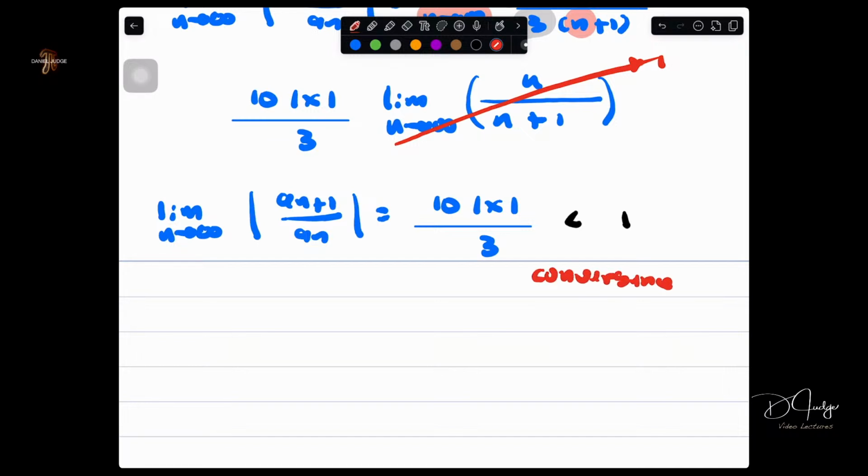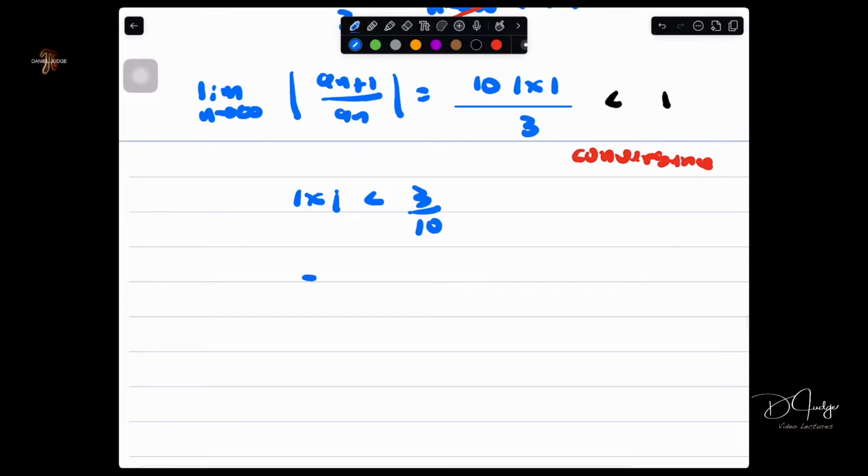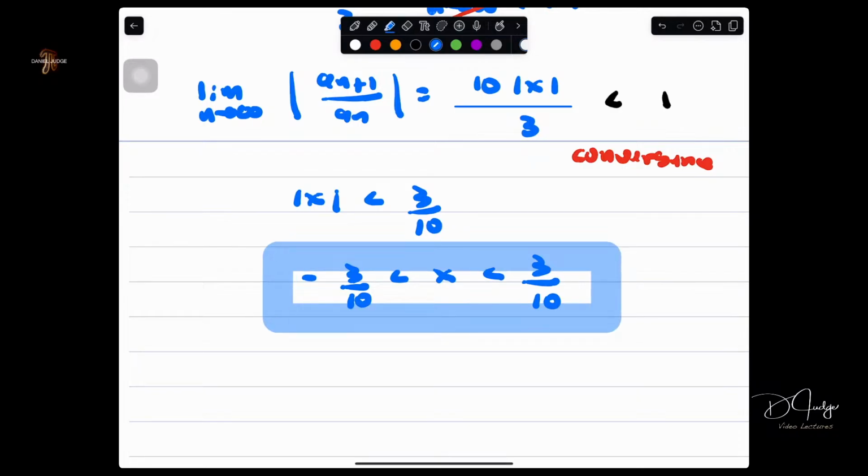So solving for the absolute value of x, it is less than 3/10. By the definition of this absolute value inequality, we get values of x between -3/10 and +3/10. So ladies and gentlemen, this is essentially what we're looking for. This is our I, the interval of convergence.